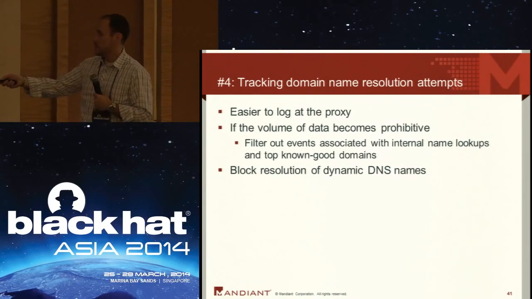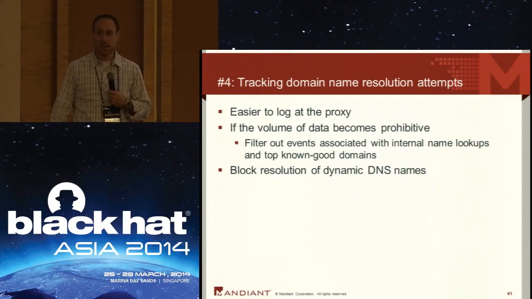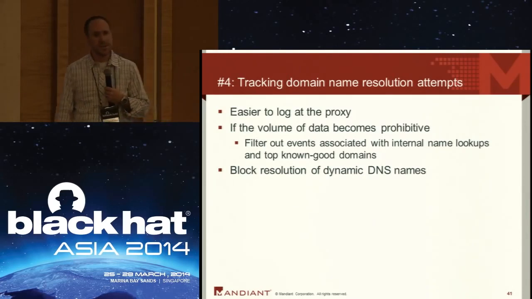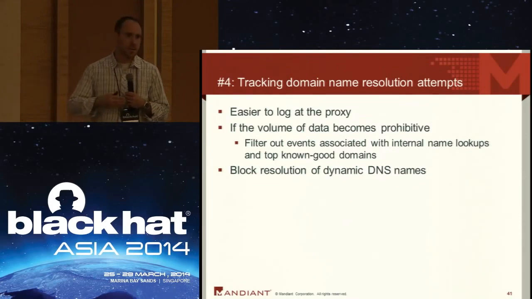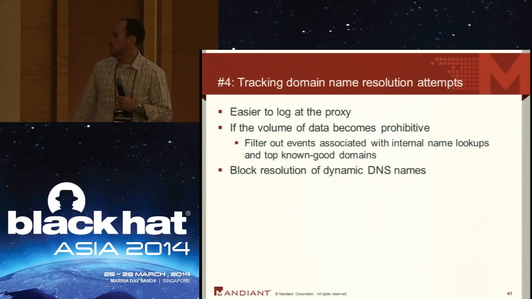If the volume of data becomes prohibitive, and when you start talking in big global companies about logging this, the network guys usually laugh at you or throw stuff at you because we have 400 DNS servers and each of them generates a gigabyte of queries every 15 seconds, and it's just not going to work. What you can do is filter out events that are associated with your internal lookups, and then any common ones like Microsoft, Google, Yahoo, your business partners. You don't need to know who's resolving those.